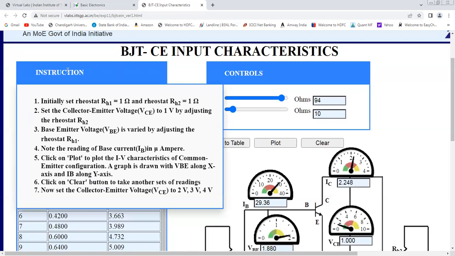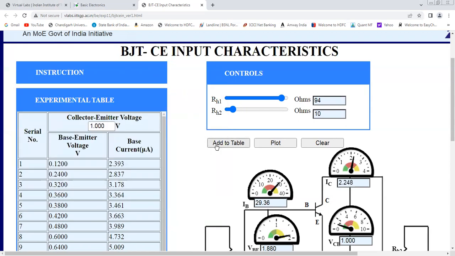Click on plot to plot the IV characteristic of the common emitter configuration, and a graph will be made available. It will be drawn with VB along the x-axis and base current along the y-axis. Okay, then you will clear the button to take another set of readings, and finally you will set the collector emitter voltage to 2 volt, 3 volt, 4 volt, and you will get the different readings.